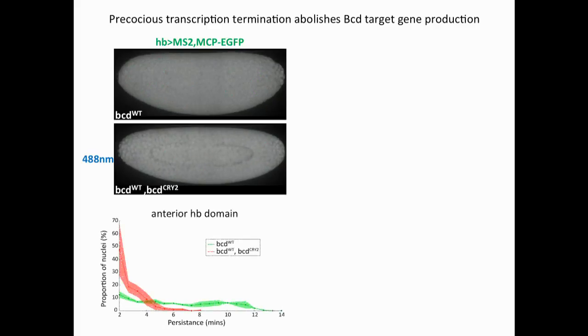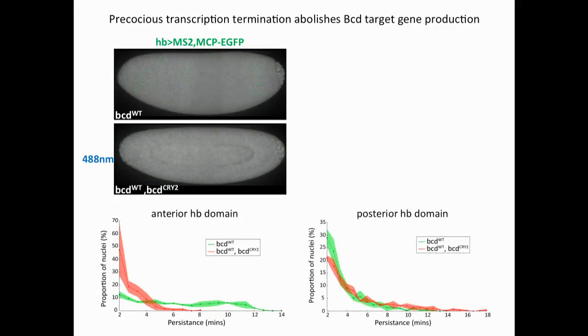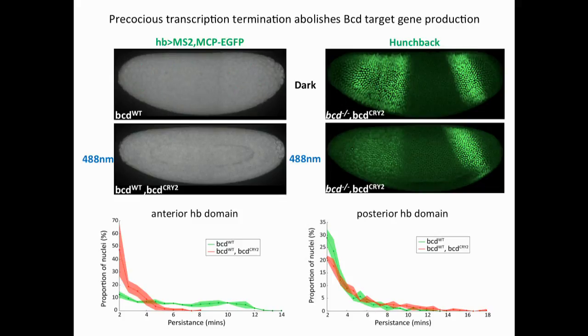However, if we express Cry2-bicoid on top of a wild-type background and illuminate the embryo with a 488 nanometer laser, we can see that the dots become much more sparse and transient. Such interruption of the persistence of transcription abolishes the production of target genes. Of course, we do not observe such difference in the posterior domain, where hunchback transcription is bicoid independent. And the inhibitory effect of Cry2-bicoid is more remarkable in the bicoid null background, as shown here in the difference of hunchback protein level.